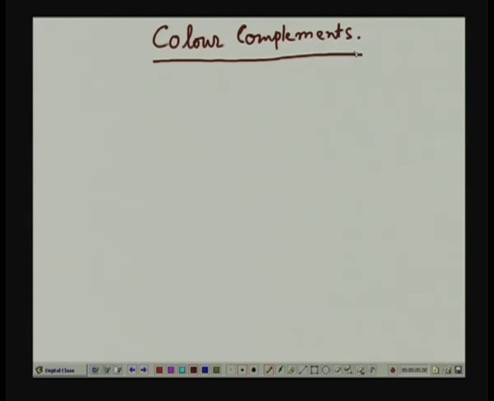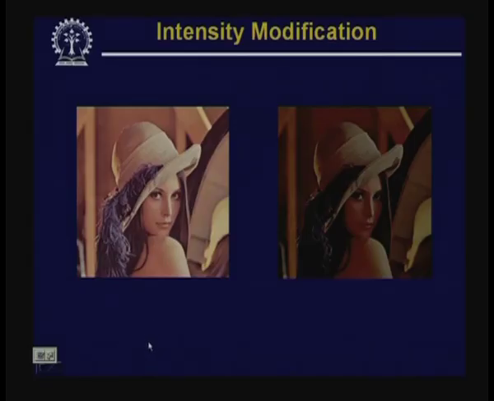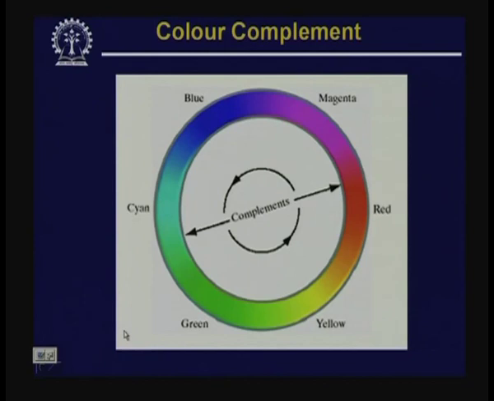Now, to define color complements, let us first look at a color circle. So, this is a color circle. You find that in this particular color circle, if I take the color at any point on this circle, the color which is located at the diagonally opposite location in this circle is the complement of the other color.